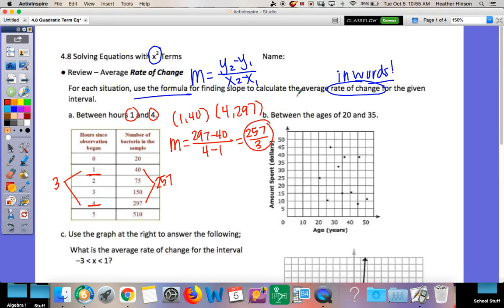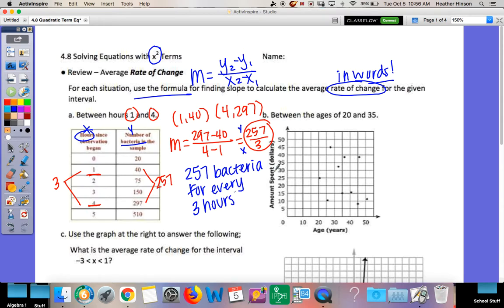And of course, if we're looking at rate of change, we want to make sure it's in words. So this is y over x. That's what slope is. And so for hours since the observation began, time is your x, and then the number of bacteria, that'll be your y. So this is 257 bacteria for every 3, 3 is my x, so 3 hours.